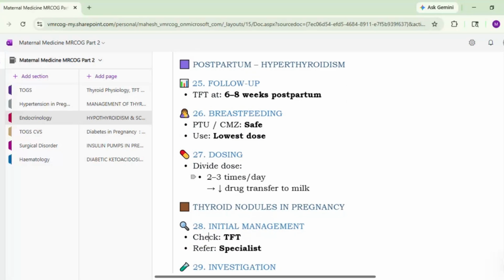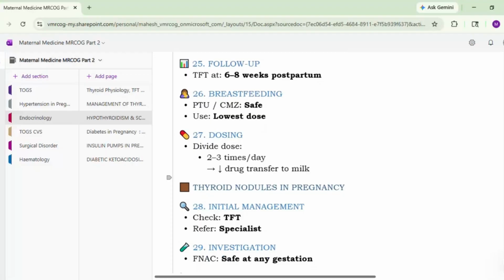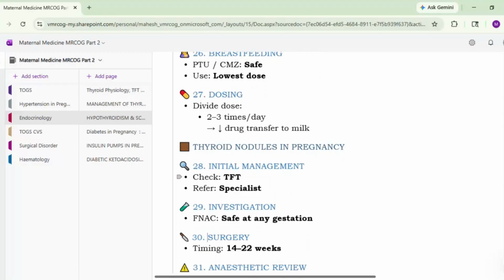Then suppose you get a thyroid nodule in pregnancy. Once there is a nodule, we have to look for compression symptoms. Okay, so initially you will do the TFT. You will also refer to the specialist. You will also check the FNAC because FNAC is safe at any gestation. Okay, so this is not a very common thyroid nodule in pregnancy, but if you get it, you will check the TFT, you will refer to the specialist, you will consider the FNAC which is safe at any gestation.